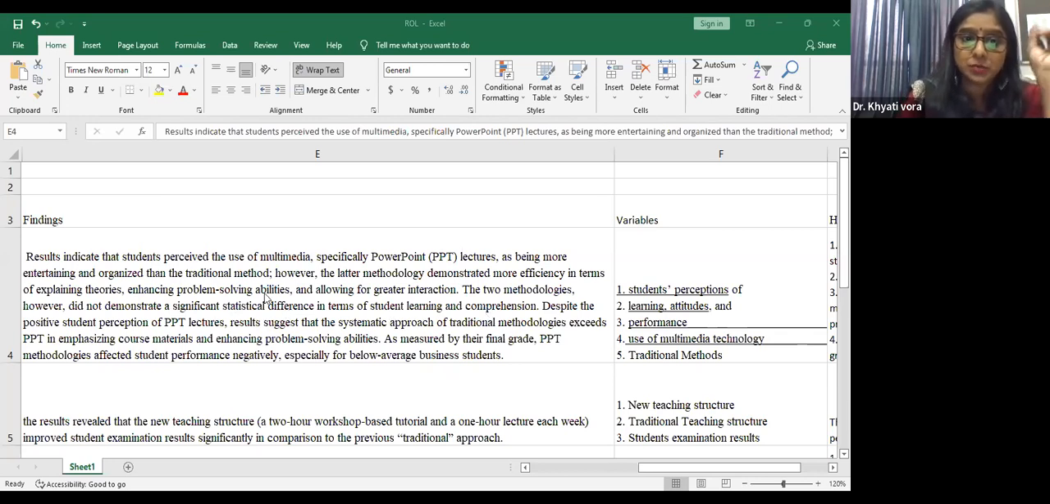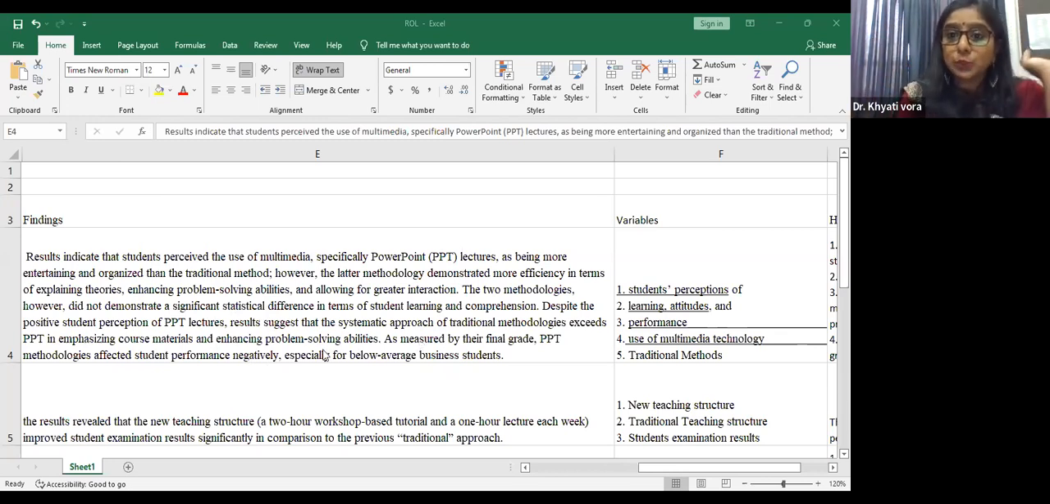Despite the positive student perception for PPT lecture, results suggest that the systematic approach of traditional methodology exceeds the PPT in emphasizing course material and enhancing problem solving abilities. So now you will feel, arey ye to itna sara kuch likha hai, kaise samjhega?